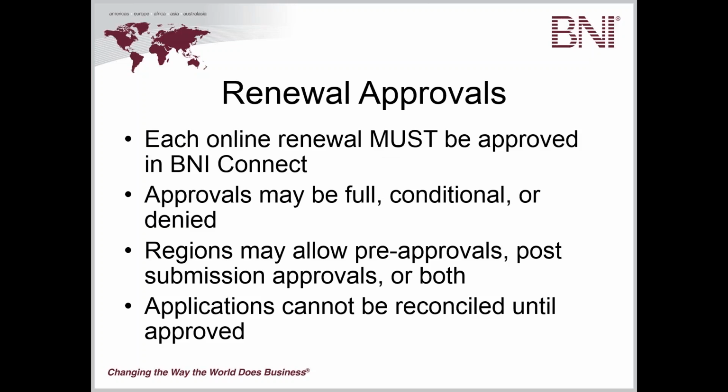The reverse of that is also true if you have some people in the chapter that are using paper renewals, the old-fashioned renewals, and some people that are using the online renewals. Only the online renewals will be available for online approval. The paper ones would go with the existing paper process. There's different levels of approval. They can be full, conditional. They can also be declined or denied.